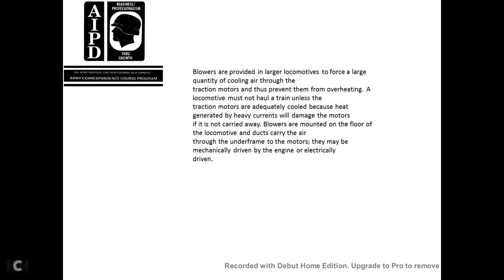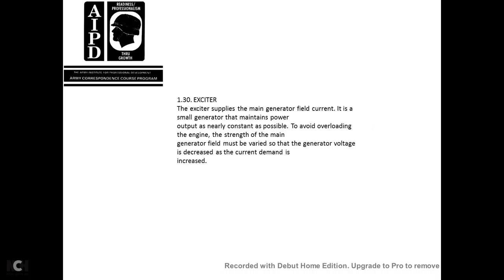Blowers are provided with large locomotives to force a large quantity of cooling air through the traction motors, thus preventing them from overheating. The locomotive must not haul a train unless the traction motors are adequately cooled, as the heat generated with the heavy currents will damage the motors if it is not carried away. The blowers are mounted on the floor of the locomotive, and ducts carry the air through the underframe to the motors. They may be mechanically driven by the engine or electrically driven.